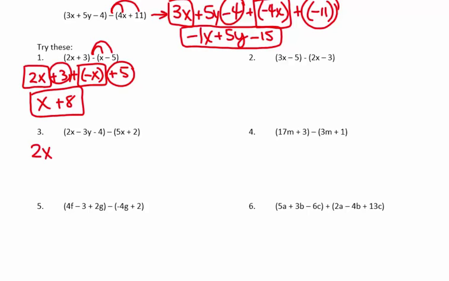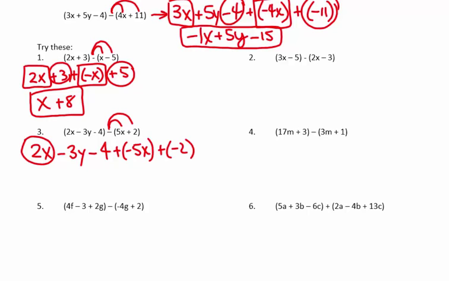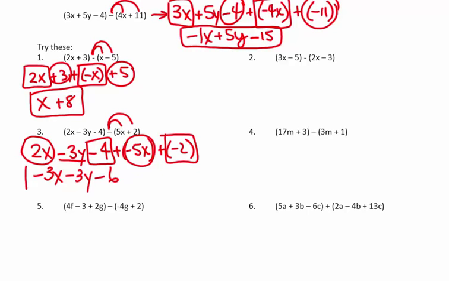Number 3, 2x minus 3y minus 4 stays, and then I do the opposite of 5x, so plus negative 5x. Keep in mind, I could write minus 5x, that's the same thing, but sometimes it's easier for us to see exactly what's going on. And opposite of positive 2, so that's plus negative 2. 2x and negative 5x together give me negative 3x. I have minus 3y by itself, there's nothing else that has a y. Negative 4 and negative 2 is negative 6. So this would be the most simplified form.